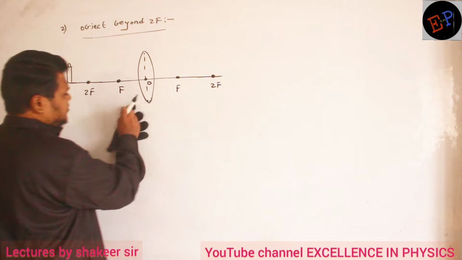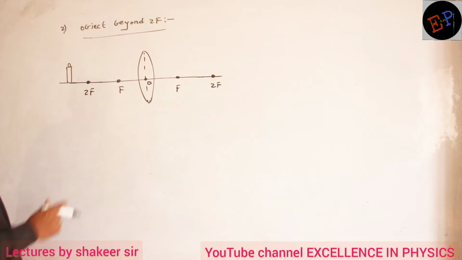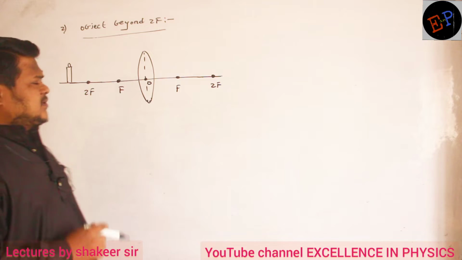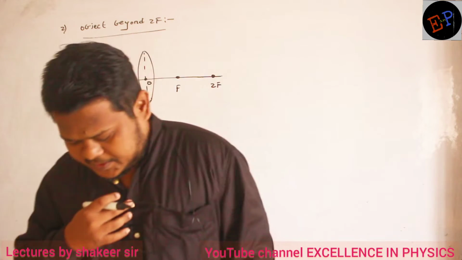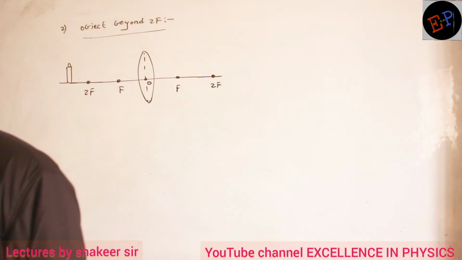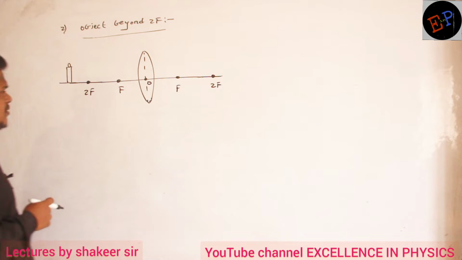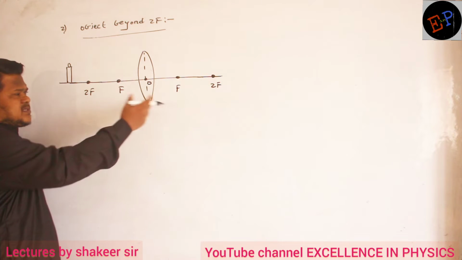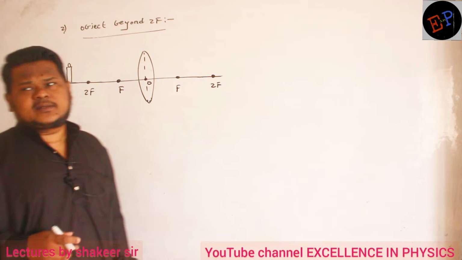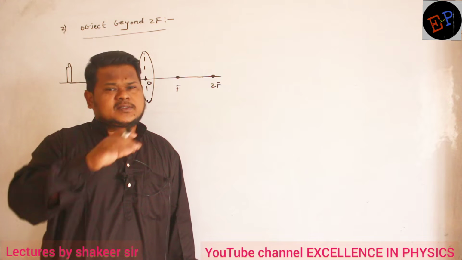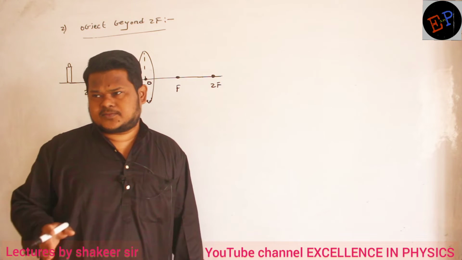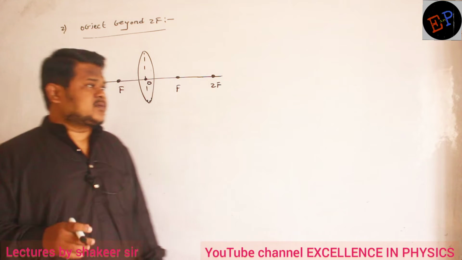Now what is the second position of the object? The object is present beyond 2f, and I want to find out where the image will be created. Are you able to understand? How can I draw this diagram? See, my representative rays we have already studied in mirrors, the shortcut rays. The same rules you can apply here also. What are the same rules?